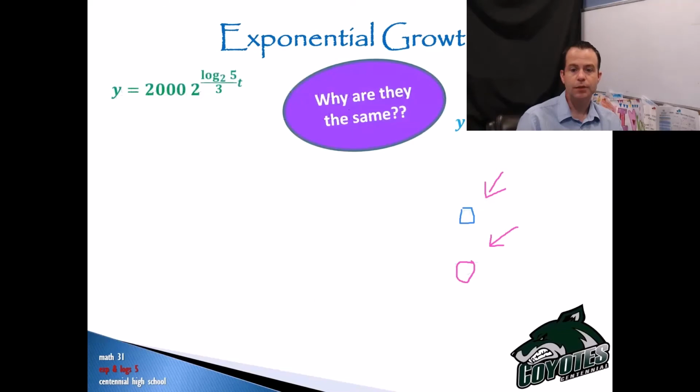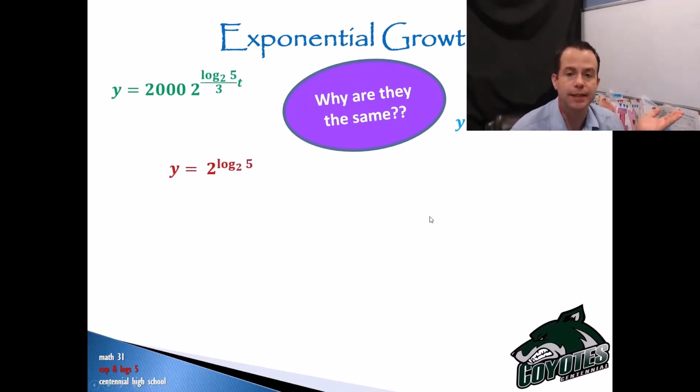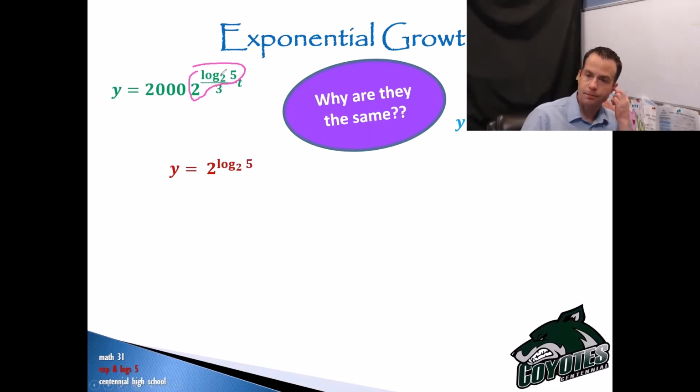Okay. So why are they the same? Let's just go through this really quickly for a sec so that you understand. What I'm going to do is take y equals 2 log base 2 of 5 for a second. I'm just taking this portion, and we're just going to play with that, because they're both divided by 3 anyway, right? I'm going to switch that to exponential form for a second.